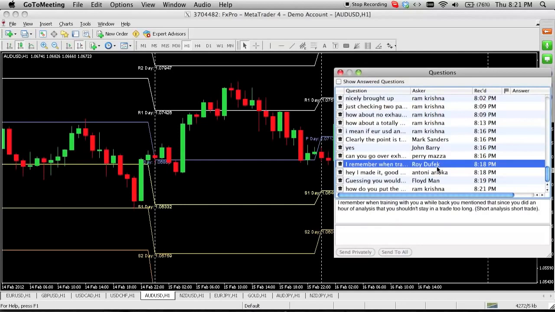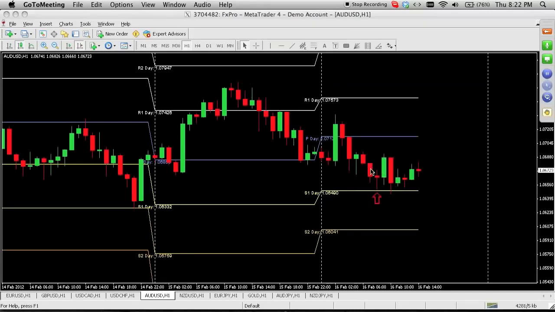Okay, Roy is asking, I remember when training with you a while back, you mentioned that since you did an hour of analysis that you shouldn't stay in a trade too long, short analysis, short trade. Yes, now, this is how it works. If you're looking at 3 candles to do an analysis, for example, right here, this exhaustion formed, how do you know this is an exhaustion? For you to see clearly that this is an exhaustion, you have to look at the past 2 candles. That's the only way you'll find out that this is an exhaustion.